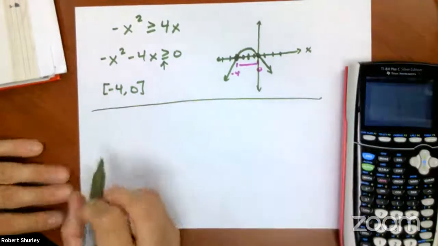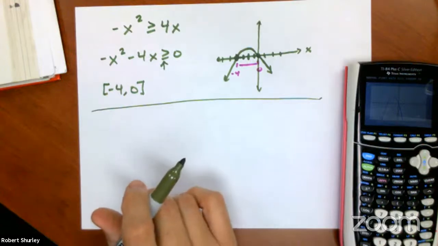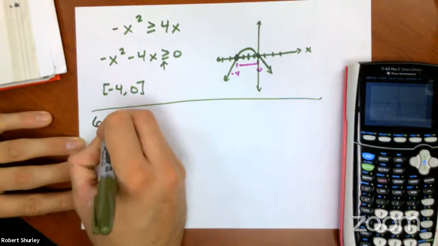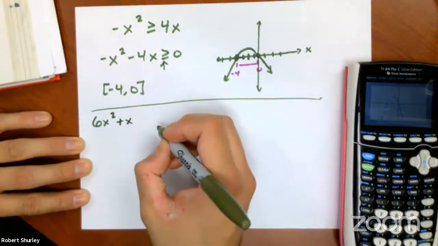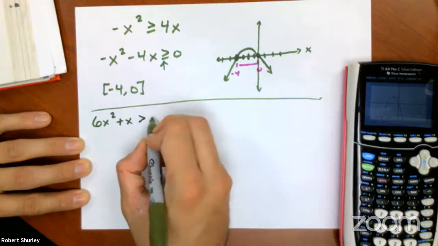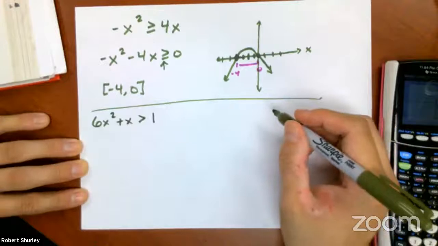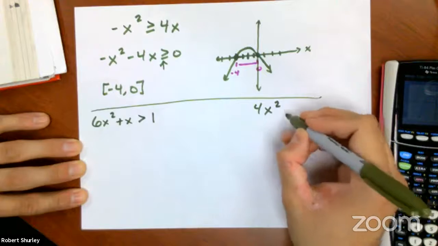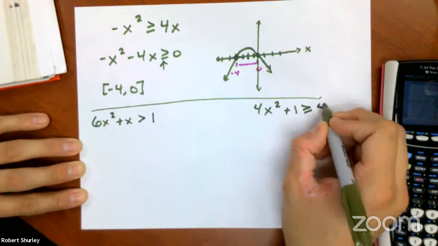I want you to work these. I'm just choosing them straight from the book, actually, guys. These are even ones. Let's see here. This is number 14. 6x squared plus x. It wants to know where is it greater than 1. And that's 14. And then 18 is 4x squared plus 1 is greater than or equal to 4x.